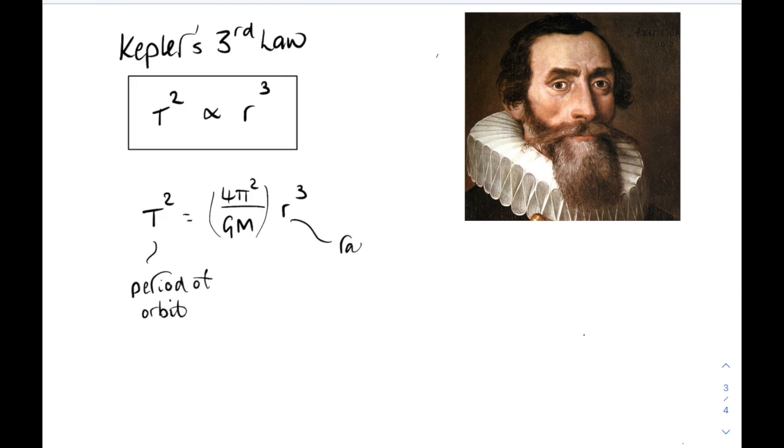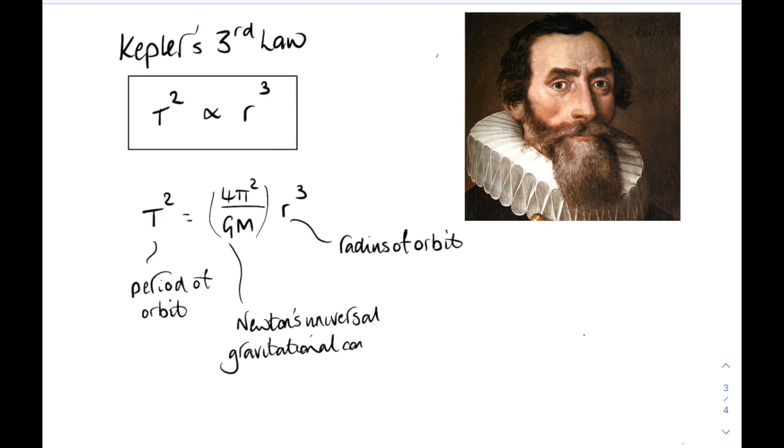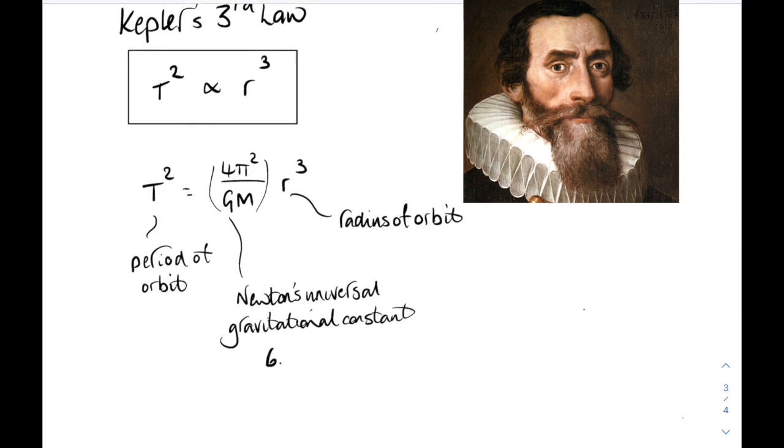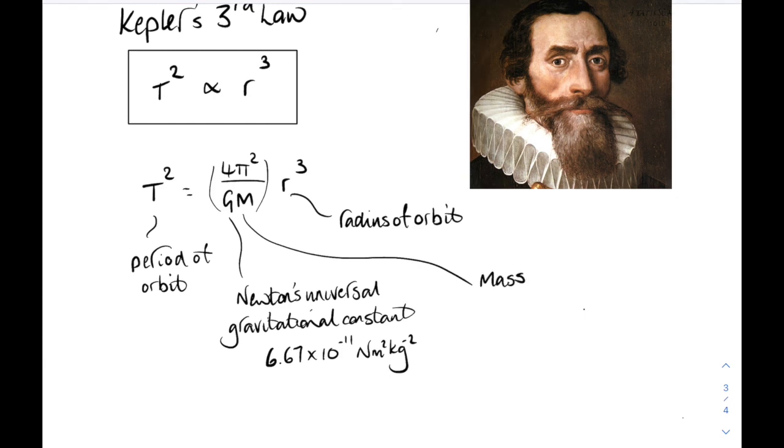And it was only much later that that theory was found to be correct by the discovery of Newton's universal gravitational constant, which in itself wasn't discovered until after Newton had died. But we now know it's got a value of 6.67 times 10 to the minus 11 newton metre squared per kilogram squared. And the m in this relationship is the central mass that's producing the gravitational field around which some other body is orbiting. And in the case of our geostationary satellite, that was the mass of the Earth.